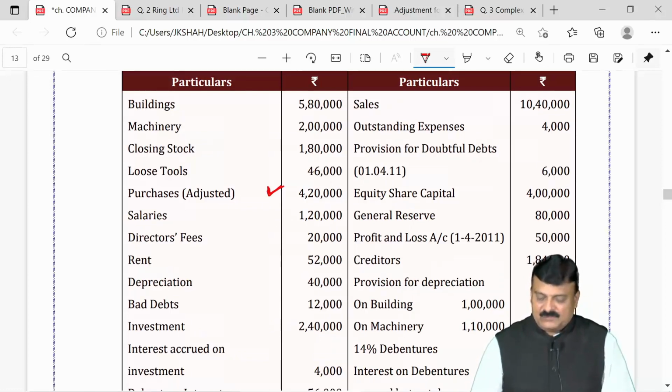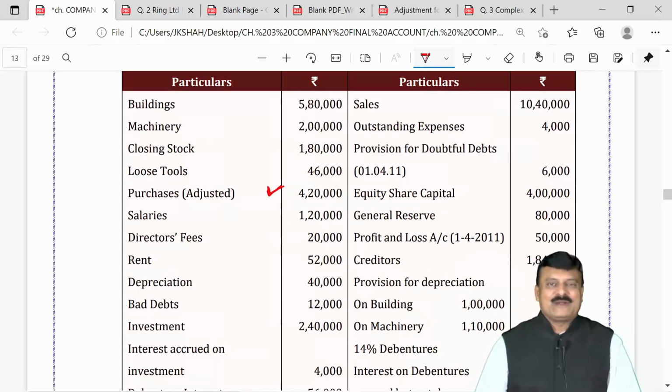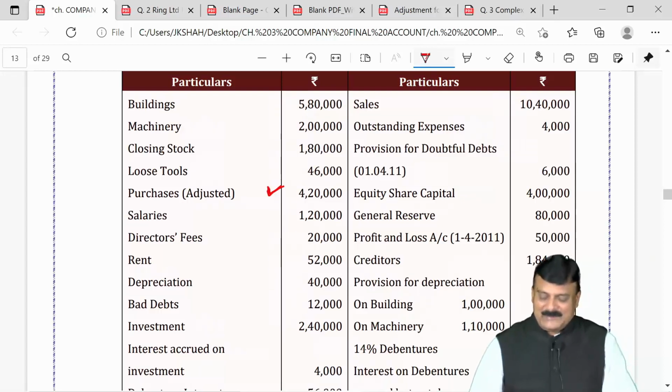Next is provision for doubtful debts on 1/4/11. That will be our formula which you studied in 11th standard. Old bad debt plus new bad debt plus new provision minus old provision. This is our old provision. Okay. Next, equity share capital, general reserve. Profit and loss on 1/4/11 is the opening balance of P&L. That will go to reserves and surplus.